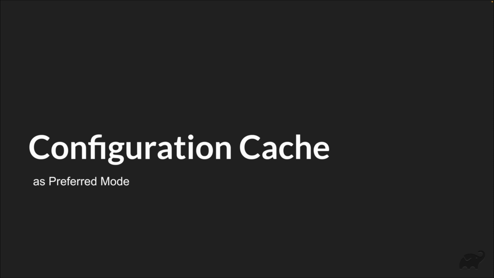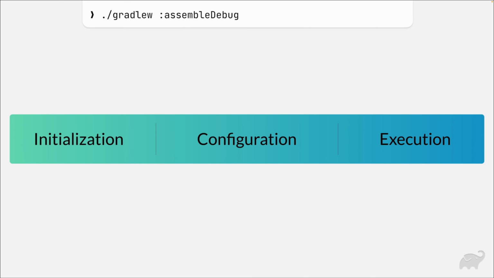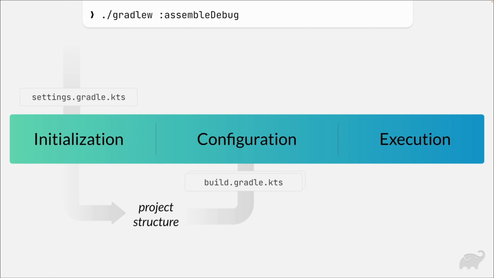Configuration cache gets a couple of updates in Gradle 9, and we're also making it the preferred mode of running Gradle. As a quick primer, whenever you run tasks, Gradle does a couple of things. First of all, it looks at the structure of your build on disk and figures out what the projects are there. Then it configures the projects to find the tasks you requested, and later builds the work graph that defines the actual work that's going to happen during the execution to provide the results you requested.